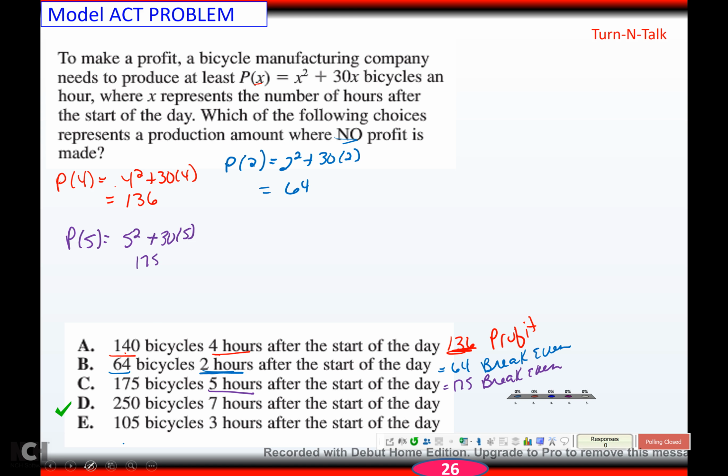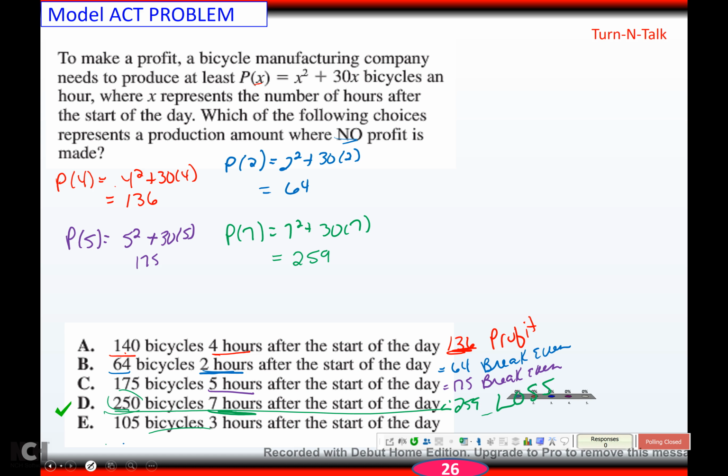For 7 hours, if I find P of 7, that's 7 squared plus 30 times 7, which is 259. Okay? They only made 250. They needed to make 259 to make a profit. So this would be a loss. And that's the one they're asking for. You could check the last one, but it works. For 7 hours, to make a profit, they'd have to make 259 bikes, and they didn't. They only made 250. So that's going to be a loss for them.